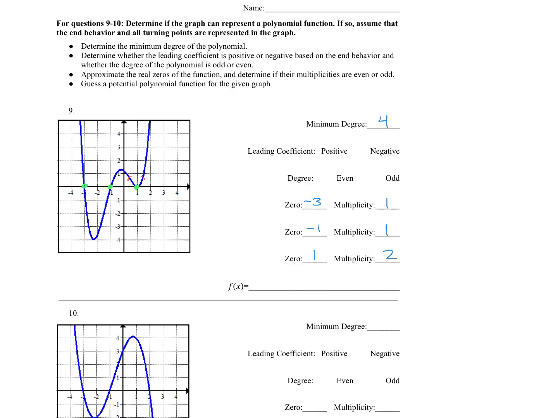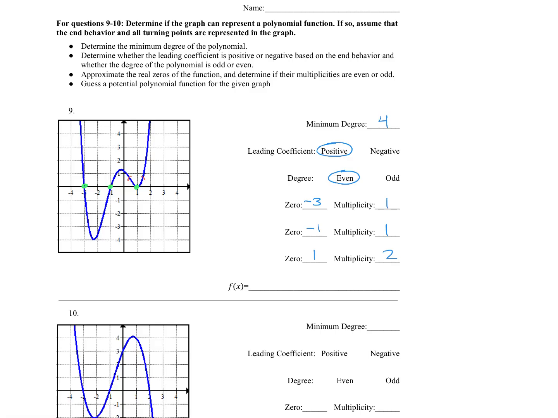Next thing to do is think about the leading coefficient. Again, we don't have an idea what the number is, but we can definitely tell the sign of it. Because it's starting high and ending high, we know that it must be a positive leading coefficient. And again, 4 is an even number, so that's our degree. So we can get all that information from that picture.